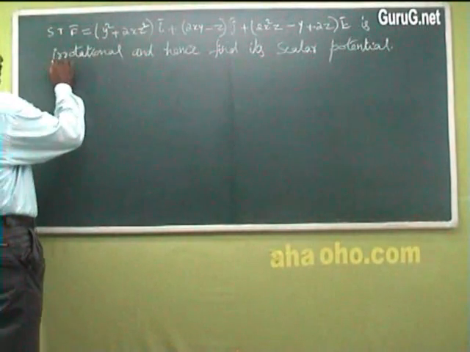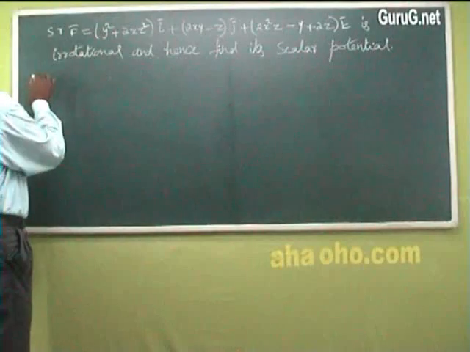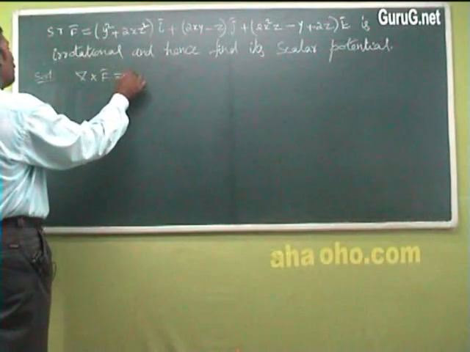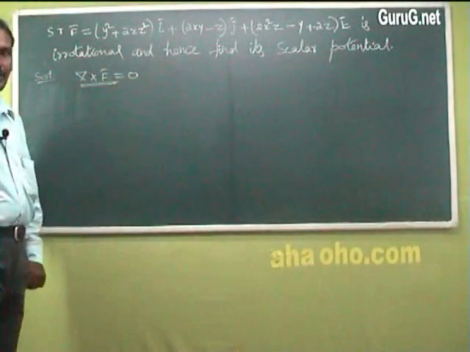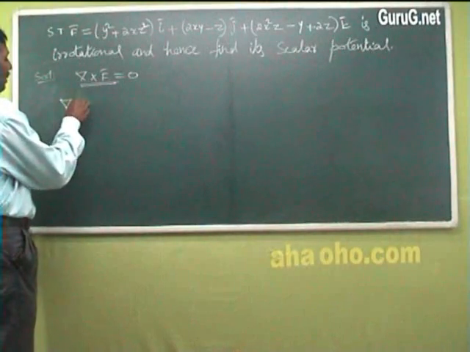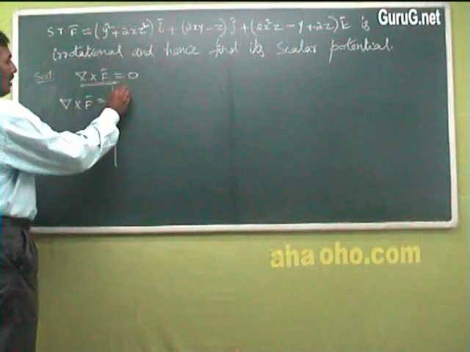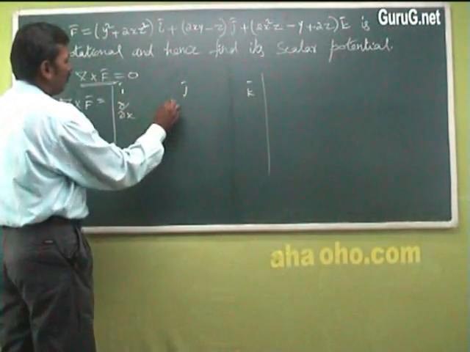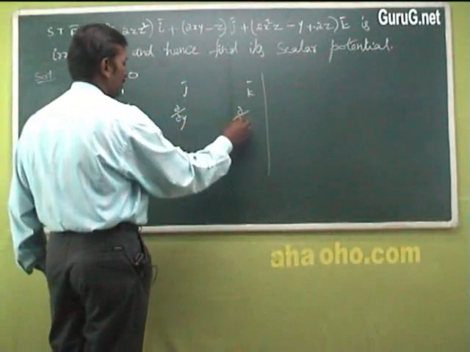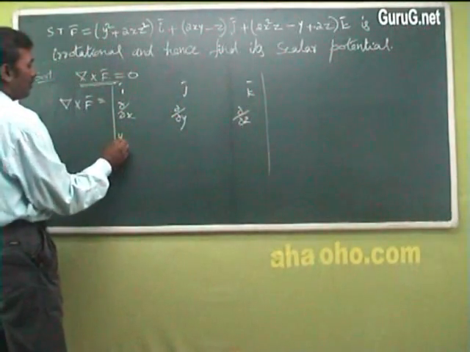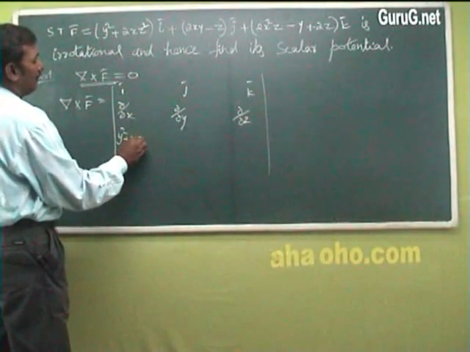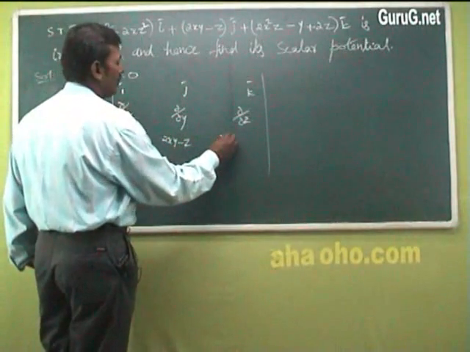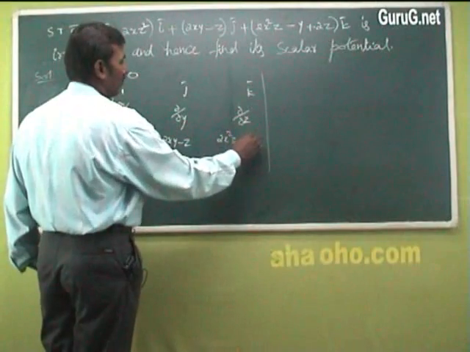So first you have to prove that the given vector is irrotational. So that is, you have to prove what? Del cross F equal to 0. So first you prove del cross F equal to 0, right? So by definition, del cross F equal determinant, so i, j, k, then dou by dou x, dou by dou y, dou by dou z, then y squared plus 2xz squared, then 2xy minus z, then 2x squared z minus y plus 2z.